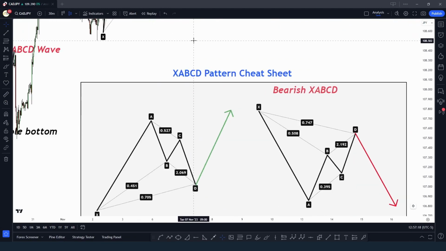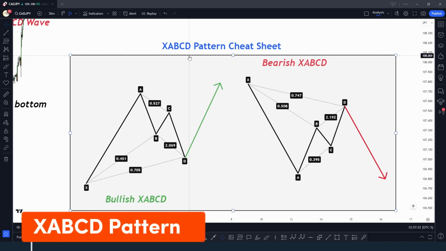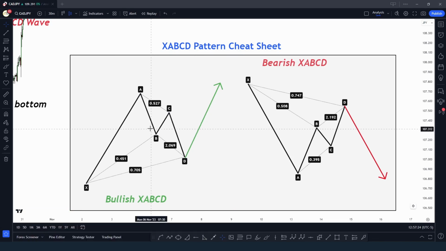The pattern that we're going to talk about in this video is the XABCD pattern, and this pattern is a trend continuation pattern. So we only want this pattern to be forming within our trending market. We do not want to trade this at the reversal points, because we will be taking the leverage of the trending market by identifying this pattern and then placing our trade in the direction of the trend.